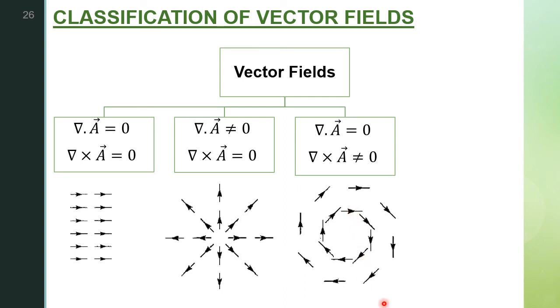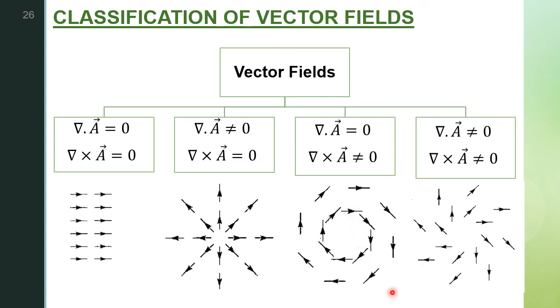The last case is where both the value of divergence as well as curl are not equal to 0. This gives an example of a vector that is neither solenoidal nor irrotational. If you try to join these lines, they will converge at some point. That means it has a certain value of divergence and a certain value of curl, since it is inclined at an angle and rotating about it. So these are the four types of vector field. If you consider any vector, it will fall into one of these categories.